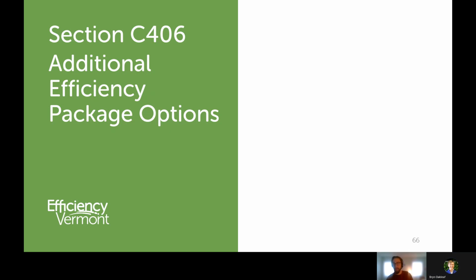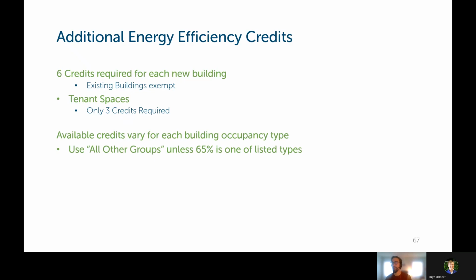All right, thank you. So moving on, this is a fairly detailed section. It's been updated from the old version of the code: additional efficiency package options. So after all the standard requirements of the code, there's this last section that states that each new building needs to have 6 total credits of all the options that I'm going to go through. There's 10 options. If it's a tenant leased space, you only need to do 3 of the requirements.